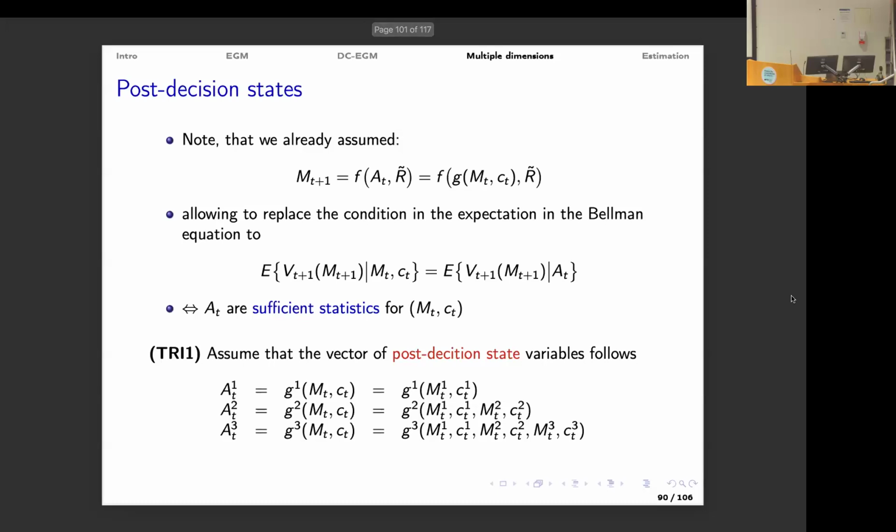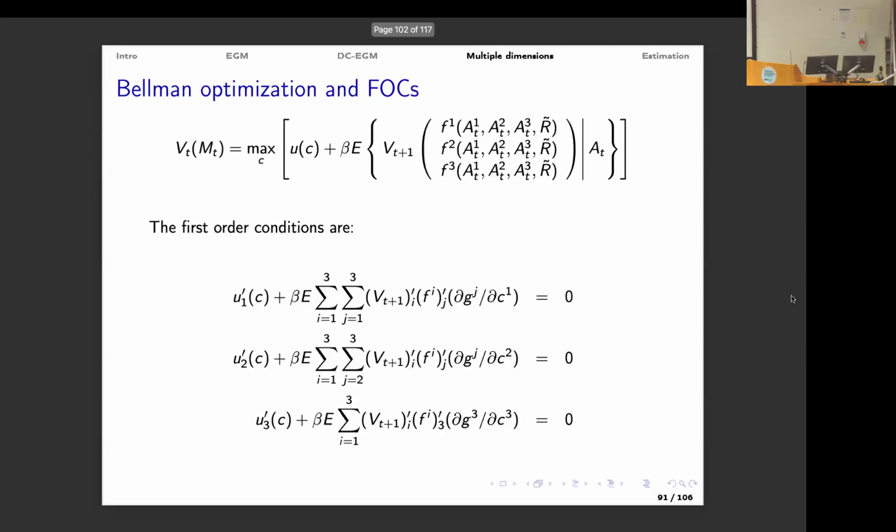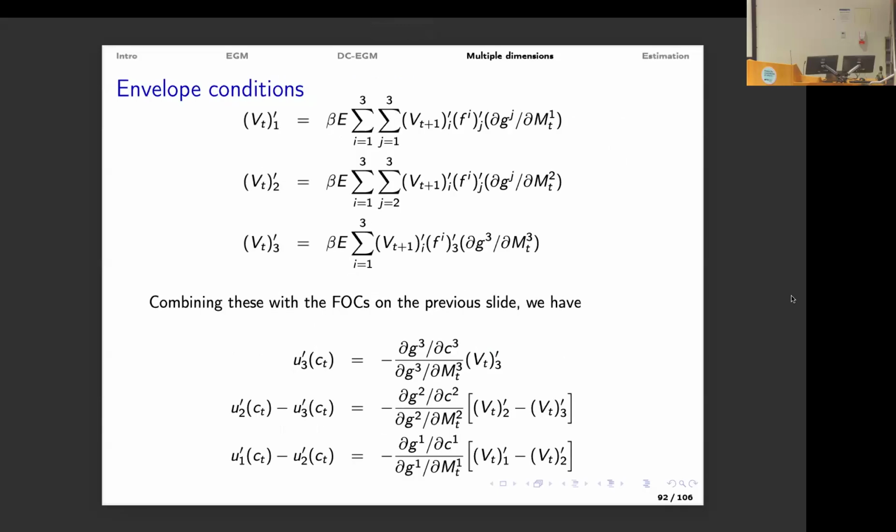Let's just assume that this has triangular structure so that we can solve this equation to recover M from this first line and then plug it in. This is assuming that EGM will give us the optimal levels of C's, like in the consumption-savings problem. Then we would be able to recover the optimal grid points M1, M2, and M3. Okay, and now let's try to derive the Euler equation in this case.